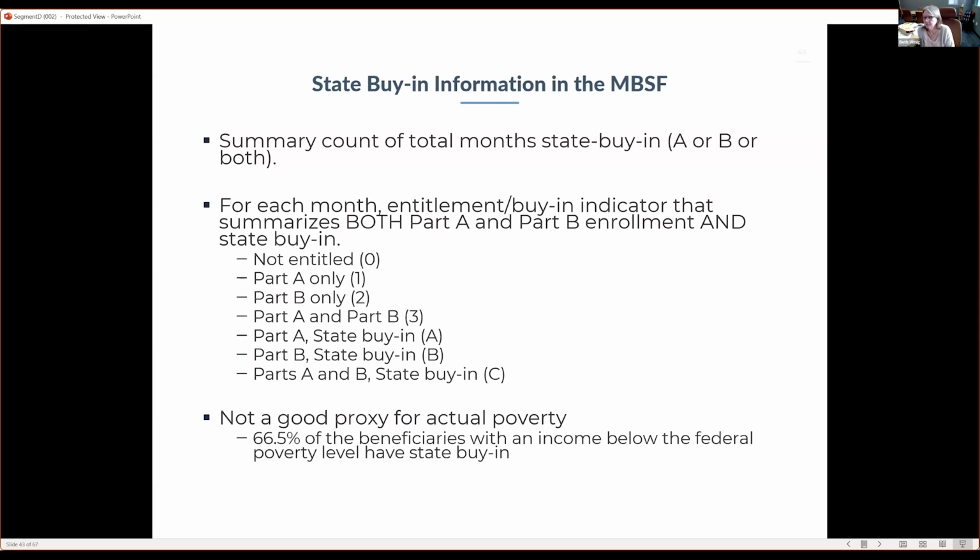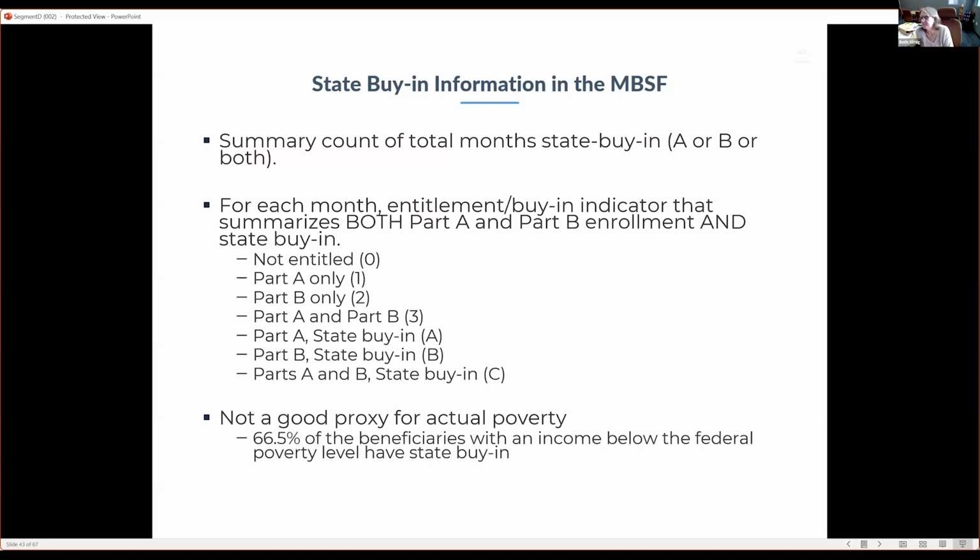So the reason you'd have a Part A state buy-in would be because they do not work their 40 quarters and they need to pay to get up to full eligibility. Part B could be covering the premiums, and Part A and Part B means premiums plus copays and cost shares. Notice the zeros, not entitled. The reason you would be a zero is because you are not in the Medicare program. So this is, again, an important way of finding people who either aren't yet eligible or who have died or who have lost their eligibility.